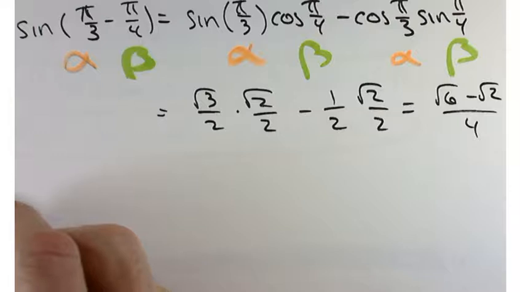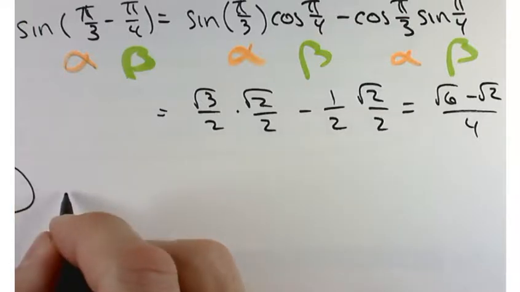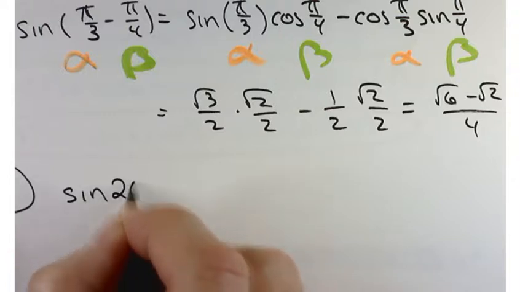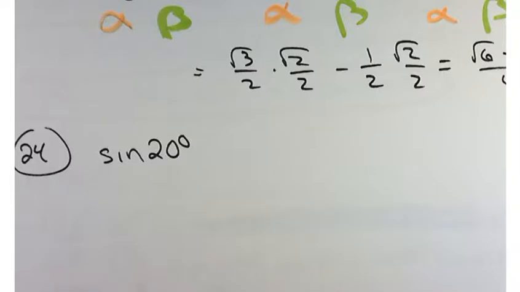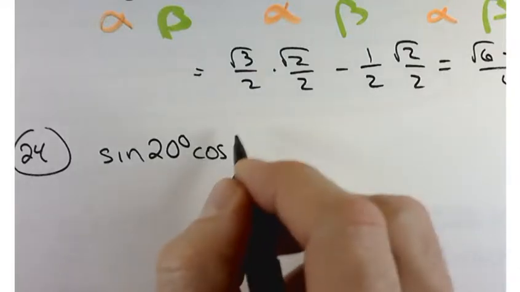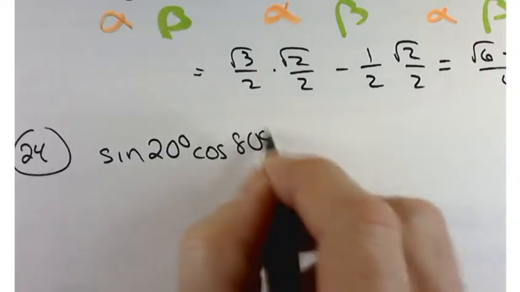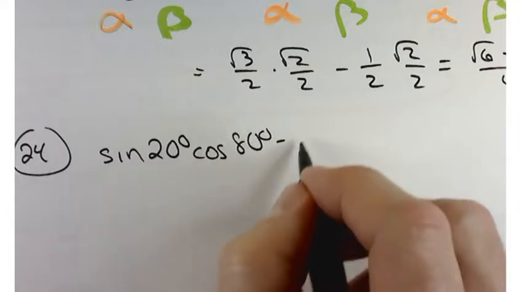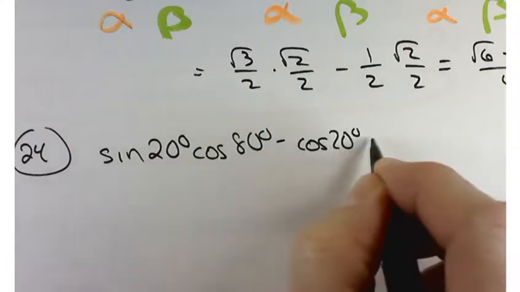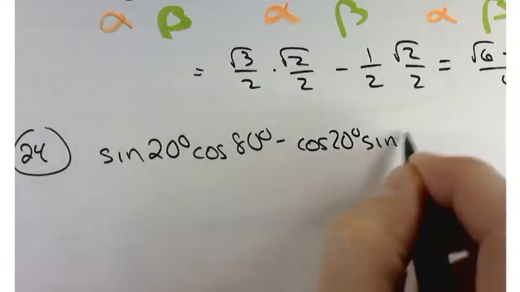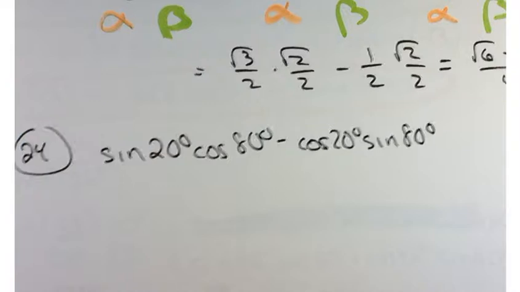Let's do one the opposite direction. Problem number 24 looks like this. Sine of 20 degrees times a cosine of 80 degrees minus the cosine of 20 degrees times the sine of 80 degrees.